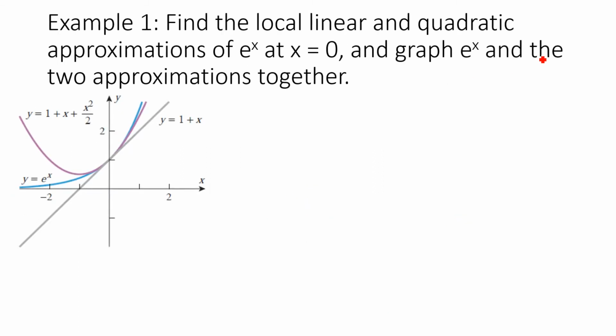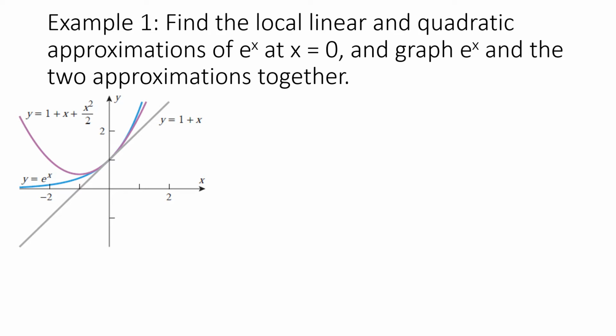So let's have example number 1. Find the local linear and quadratic approximation of e raised to x at x equals 0, and then graph e raised to x and the approximations together. The graph is already given.